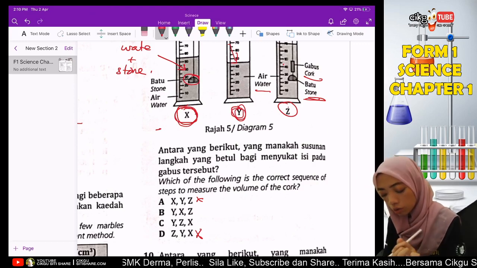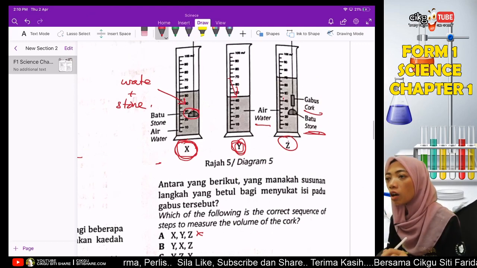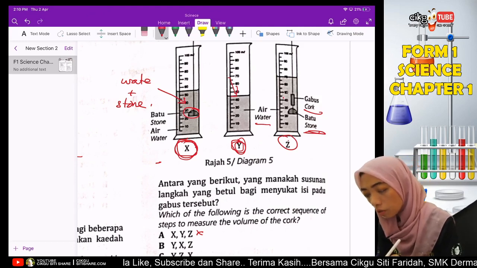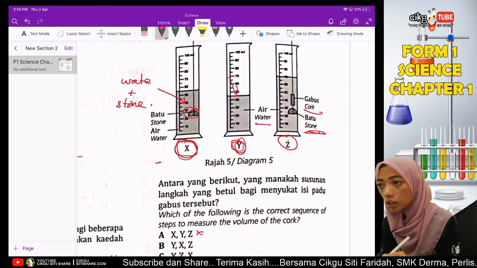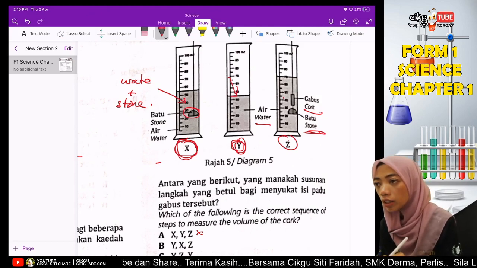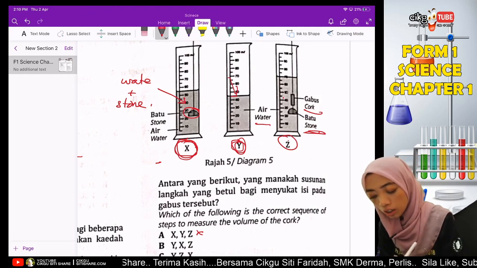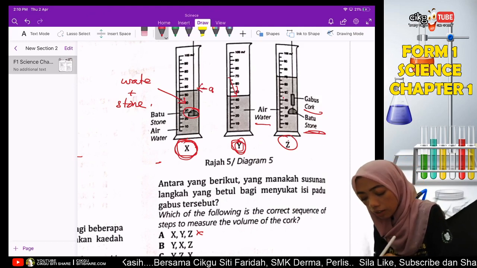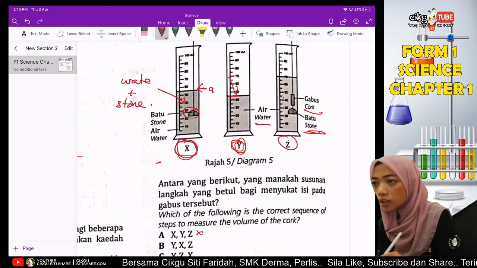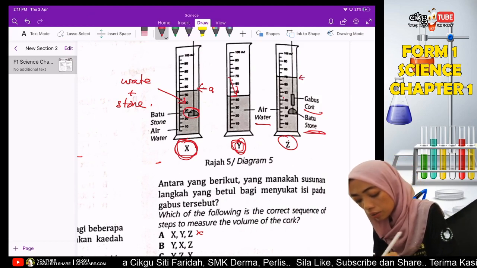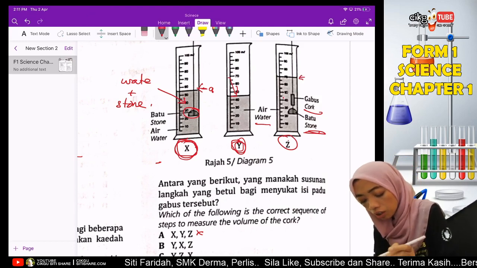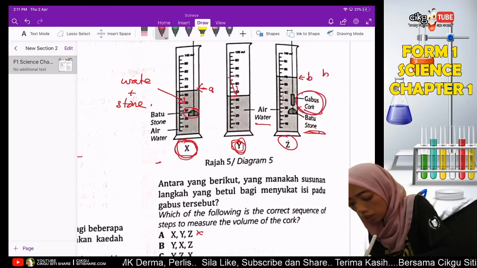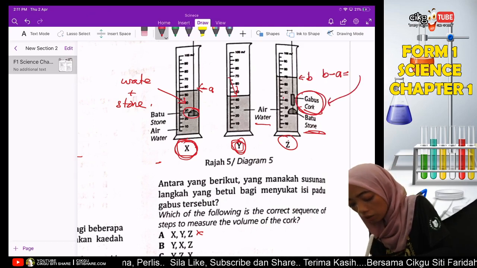Why do we use the stone here? Because the stone can make the cork sink in the water. If there is no stone, we cannot measure the cork because the cork will float on top of the water. So when we add water and stone, there is a value here, like A. When we add cork and stone in the water, we get this value B. You can see the increase in the value of volume. So to find the cork volume, we just do B minus A, and we get the volume of cork.